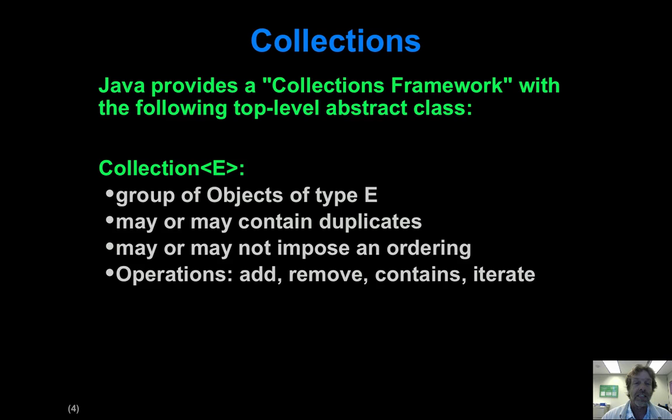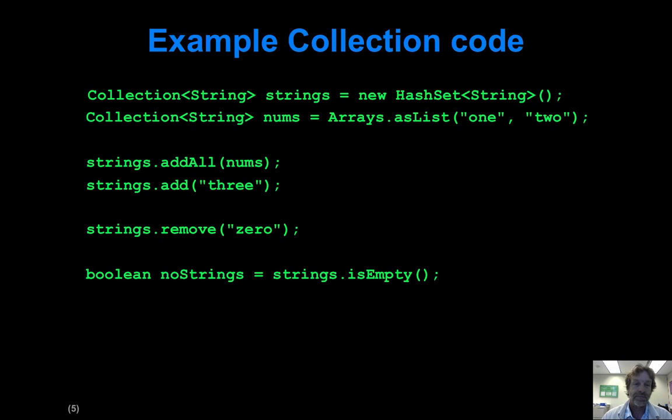The idea is there is this collection class which groups together objects of a given type, the type represented here by E. A collection is a very general kind of thing. It can have duplicates. It may not have an ordering, and it just has a few operations on it. So you can create a collection of strings. You can see here in this top line.